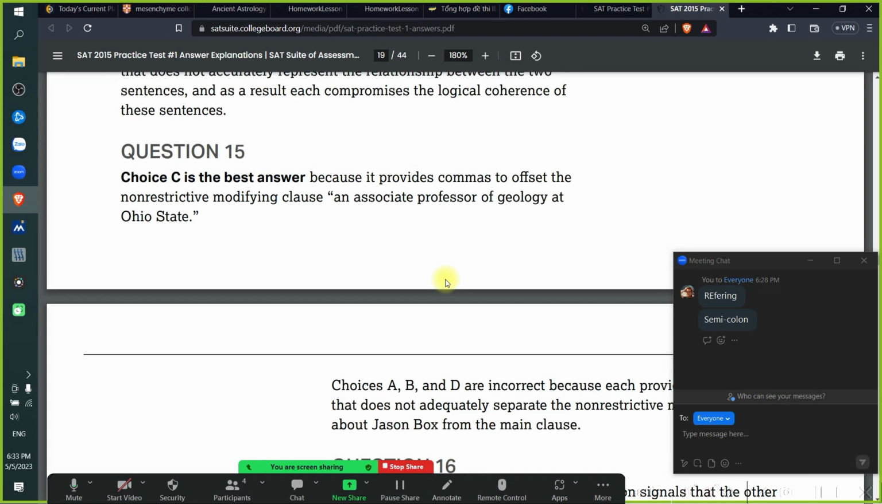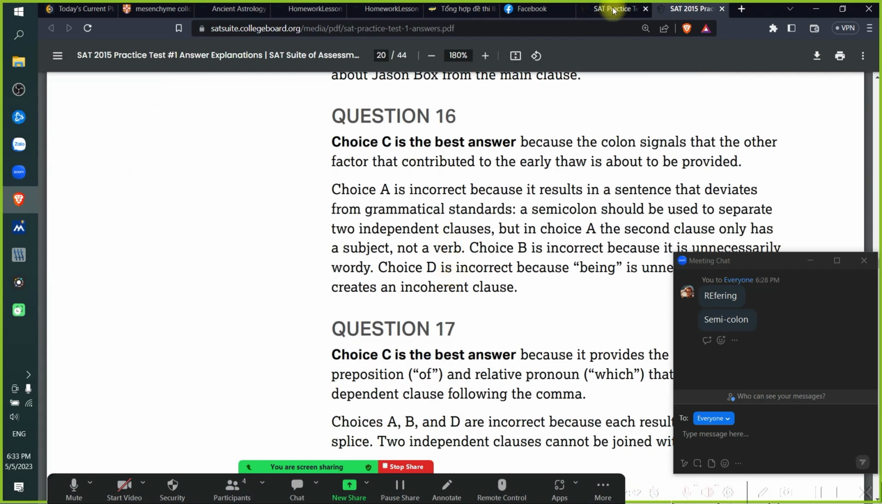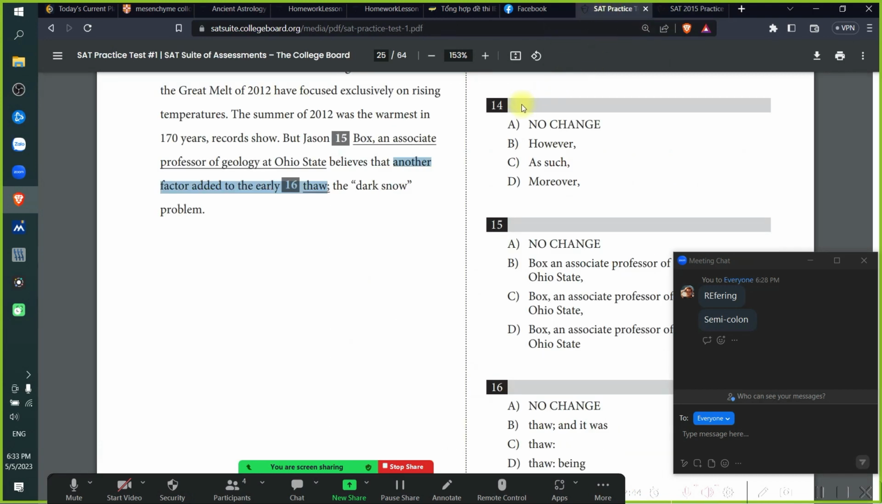B. 16 is C. Nó chỉ cần dấu 2 chấm này để nêu ra được rõ cái điều mình nói thôi. You only need this one. The 2 dots here. I remember. Okay. You only need thaw with the 2 dots here.